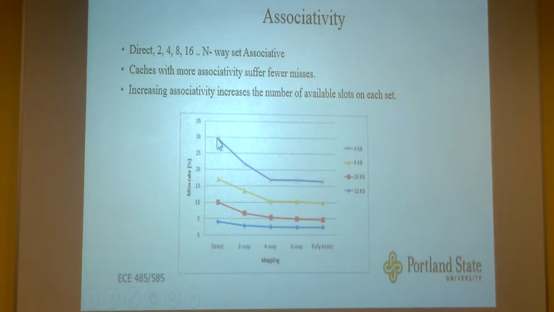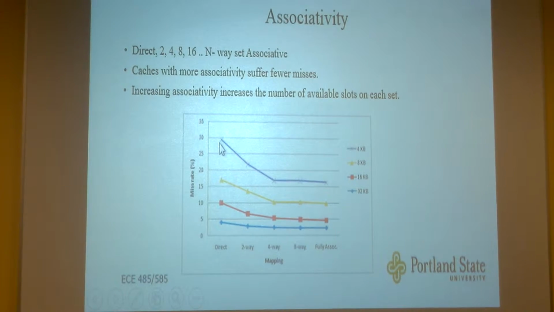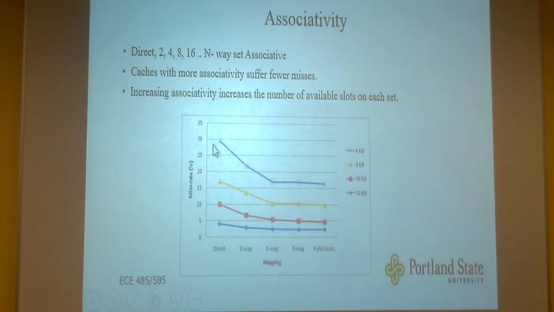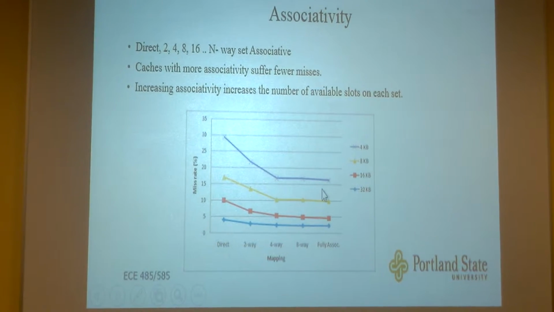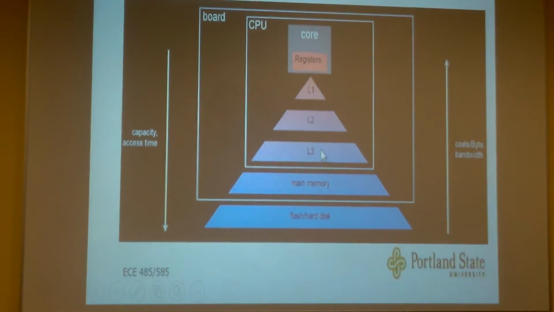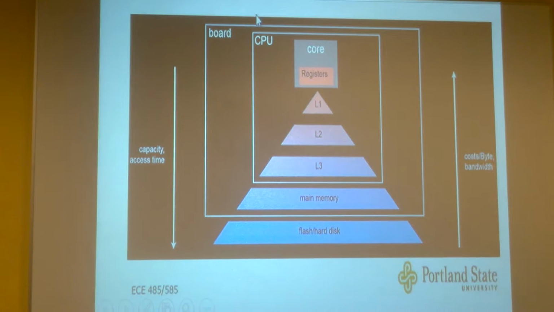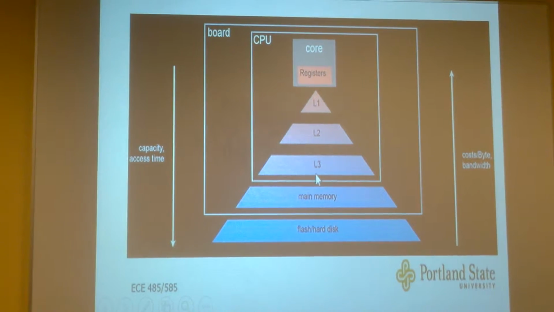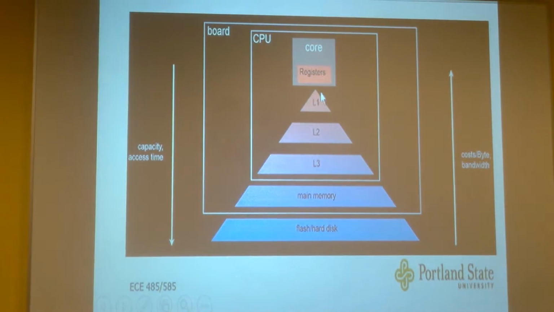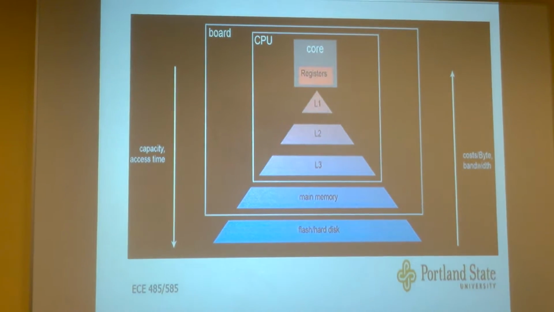Consider a 4 KB cache, and we go on increasing the associativity. We see the miss rate decreases. Here we see the implementation of cache levels in a CPU. As we go from lower level cache to higher level cache, cost per byte increases and access time decreases.